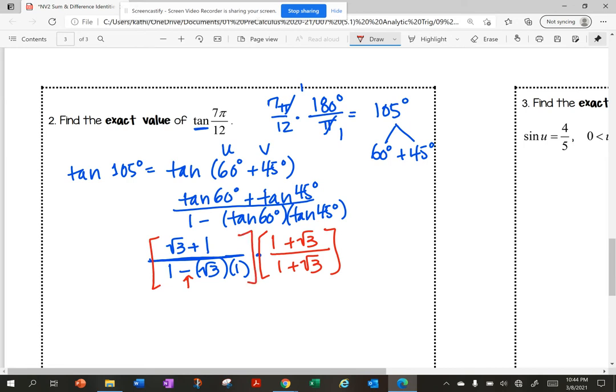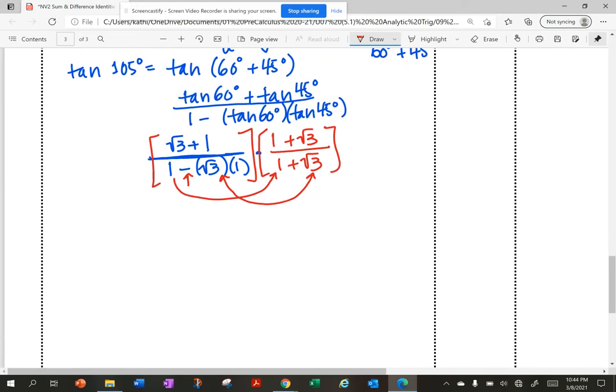I have a double distribute. And the purpose of multiplying by the conjugate is so the middle terms total 0. So I'm essentially going to multiply the 1 times the 1 in the denominator and the minus square root of 3 times the plus square root of 3. In the numerator, though, I have 4.